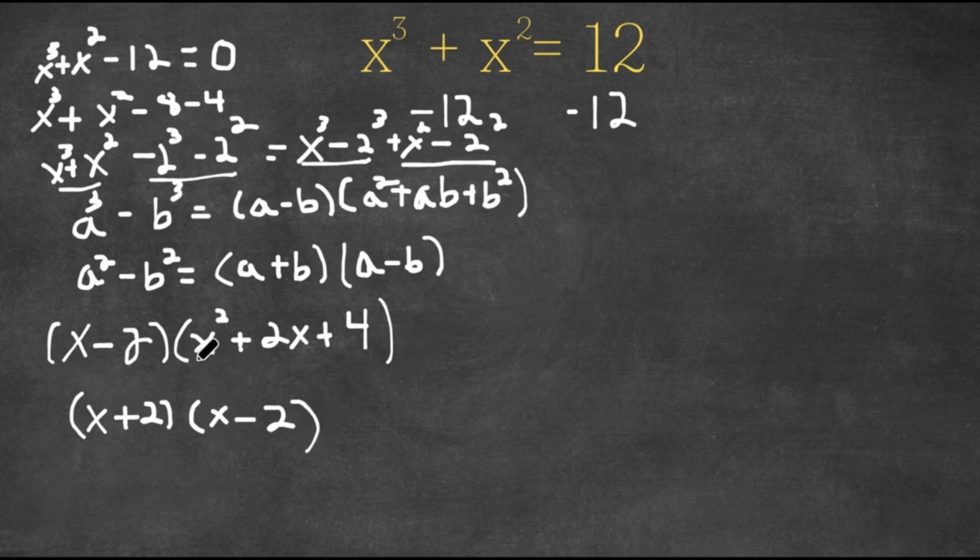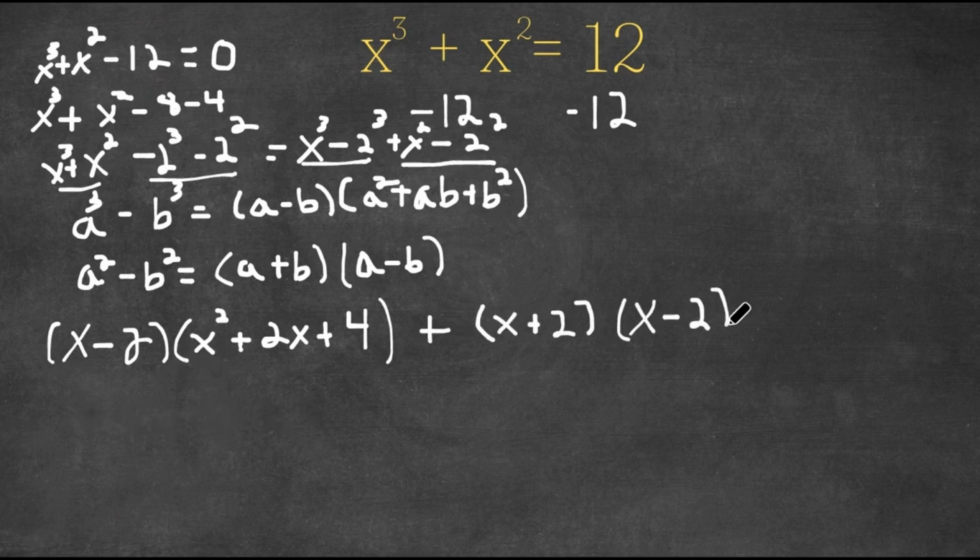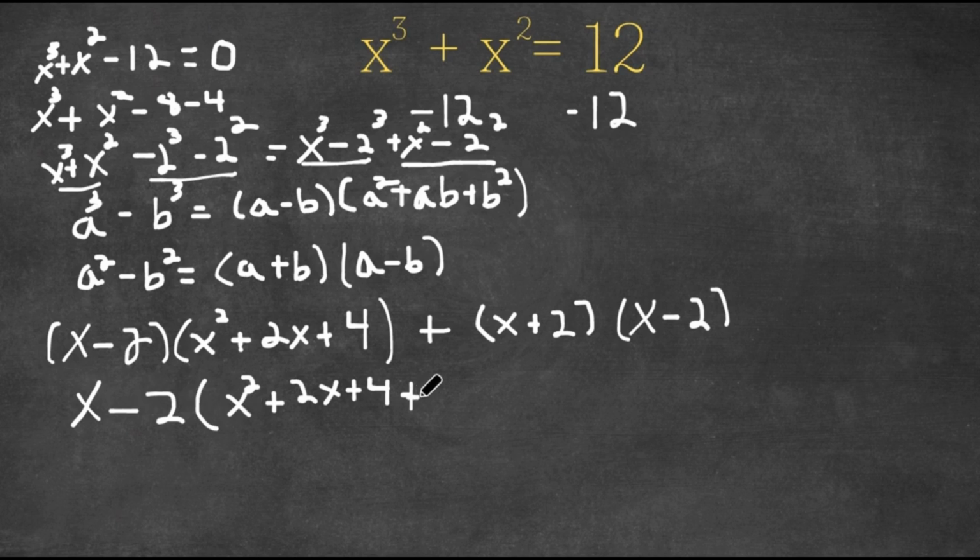And these two we're actually adding. So now if I factor out x minus 2 from this entire expression, we would get x minus 2 times x minus 2 times x squared plus 2x plus 4 divided by x minus 2, which is simply just x squared plus 2x plus 4, plus x plus 2 times x minus 2 divided by x minus 2, which is simply just x plus 2. So now we get x minus 2 times x squared plus 2x plus 4 plus x plus 2.